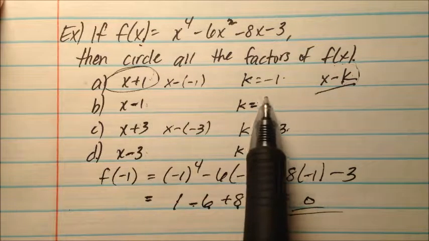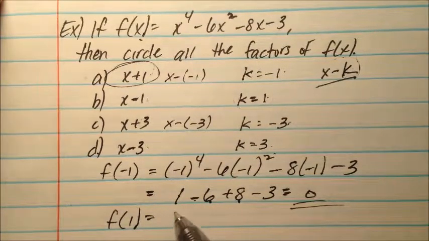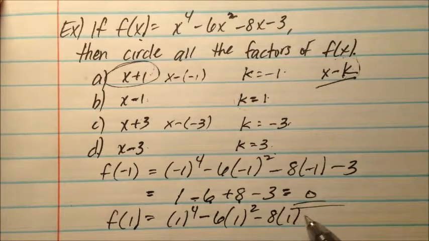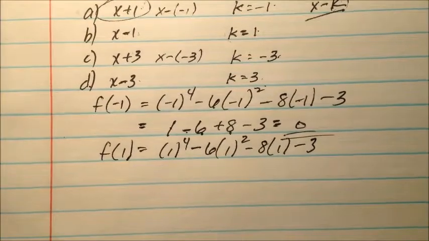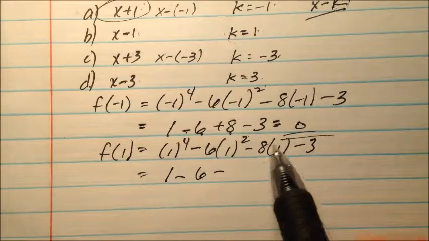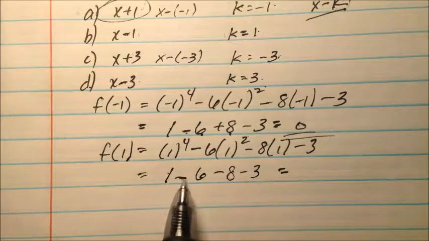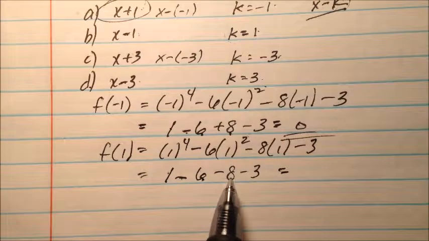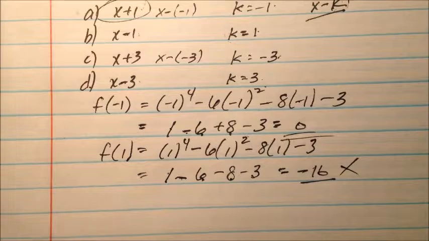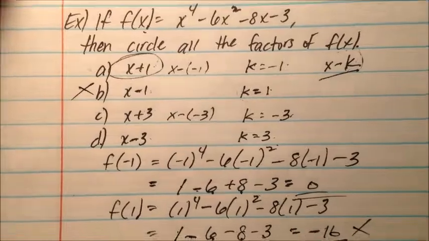So to try for x minus 1, we need to put k equals 1, so we're going to find f of 1. So 1 to the 4th minus 6 times 1 squared minus 8 times 1 minus 3. So 1 to the 4th is 1 minus our 6 again. This time it's minus 8 minus 3. Well, too many negative signs here, huh? So 1 minus 6 is negative 5. Minus 8 is negative 13. Minus 3 is negative 16. So no dice on that one. So x minus 1 will not be a factor.